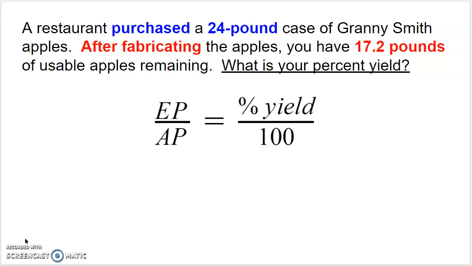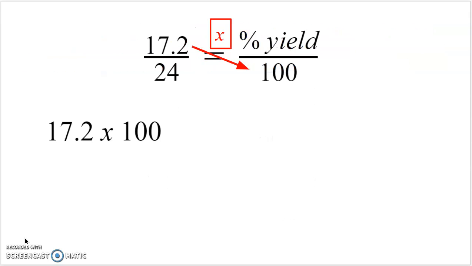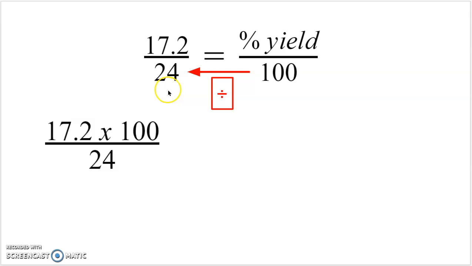So we start out with our formula. We plug in the 17.2 into the EP, the 24 into the AP, and then we start solving our percent formula. So we take the two numbers that are on the diagonal, multiply them together, and divide by the number that's left over, so that in our formula here, we have all three of the numbers that we see up here.